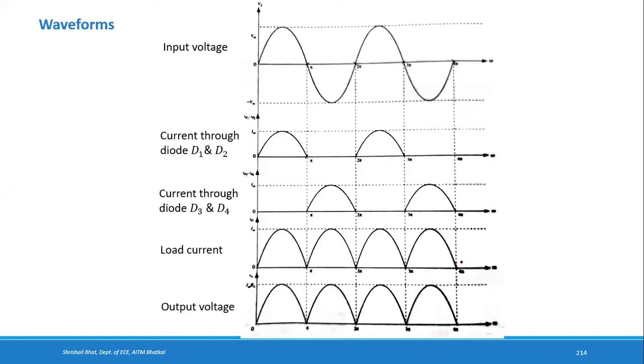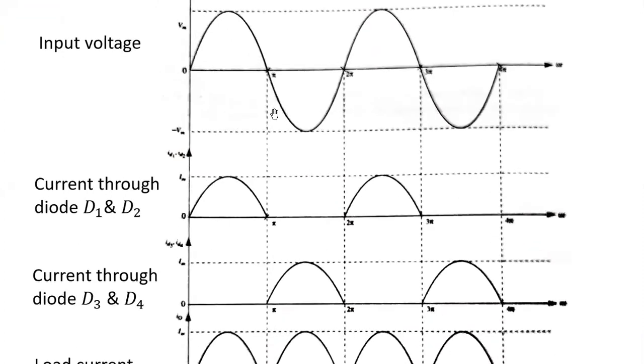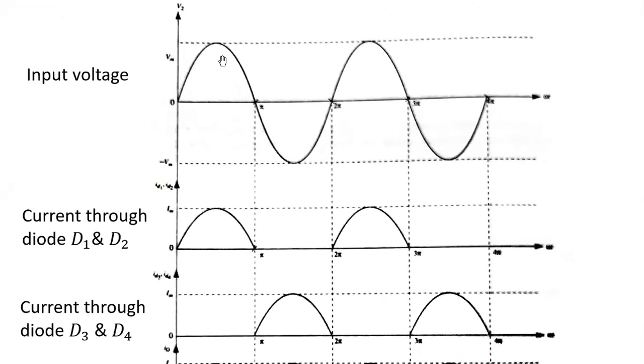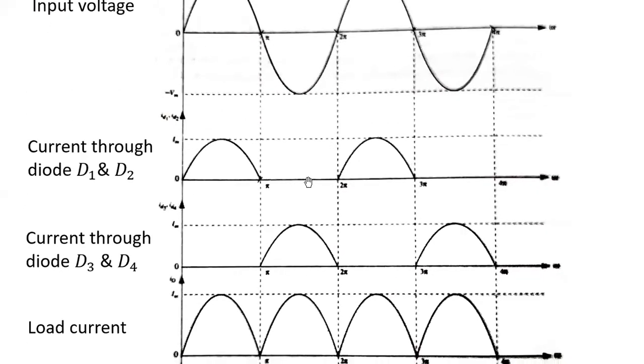If you consider the waveforms of the bridge rectifier, this is the input. You can see the input here. It is a periodic signal, a sinusoidal wave of period 2 pi. Peak value is Vm, negative peak is minus Vm. Then diodes D1 and D2 are on during the positive half cycle. So the current through diodes D1 and D2 is the same, ID1 and ID2. So they will have the current Im sin omega t only during the positive half cycle.